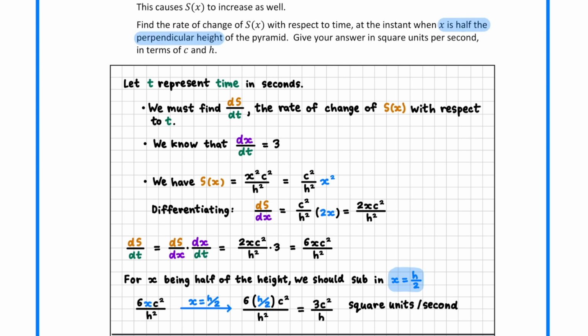We want the rate of change when x is half the perpendicular height of the pyramid, so we should sub in x equals h over 2. Cancelling the h in the numerator with one of the h's in the denominator brings us to our final answer of 3c squared over h square units per second.